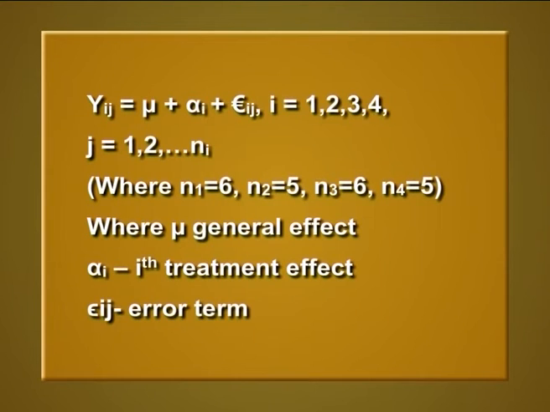The model we assume here is Yij equal to mu plus alpha i plus epsilon ij, where i is taking the values 1, 2, 3 and 4, and j is taking the values 1 to ni. That means we have n1 equal to 6, n2 equal to 5, n3 equal to 6 and n4 equal to 5. Mu is the general effect, alpha i is the ith treatment effect and epsilon ij is the error term.